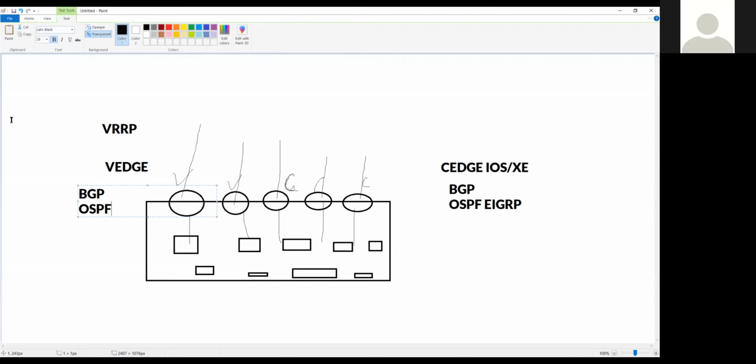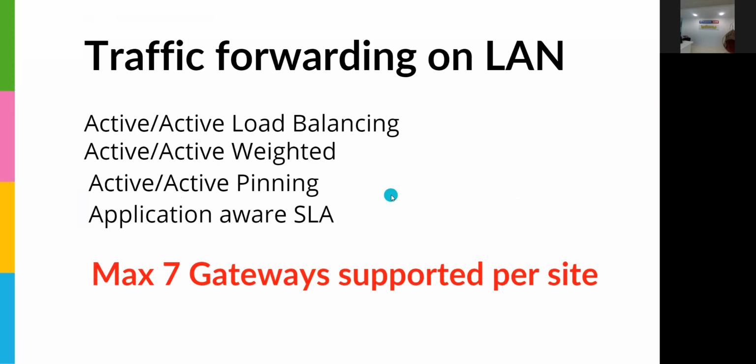Can cEdges be mixed with ISR or ASR routers? I think you can do that, because they're also Cisco products, so it can happen. Yes, but Cisco's recommendation as of now is that you should have a similar type of product if you are going to implement traffic forwarding using these different algorithms, because some of the products may or may not support these load balancing mechanisms.